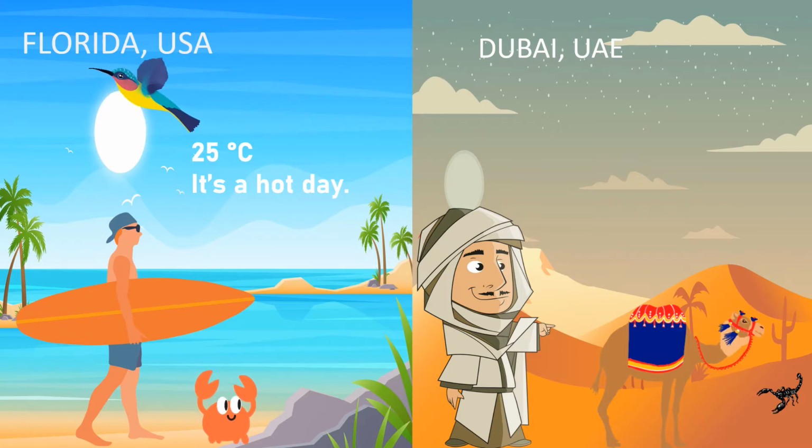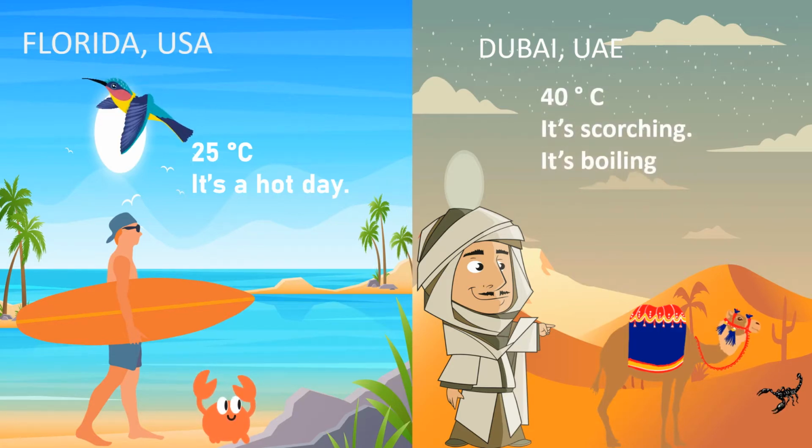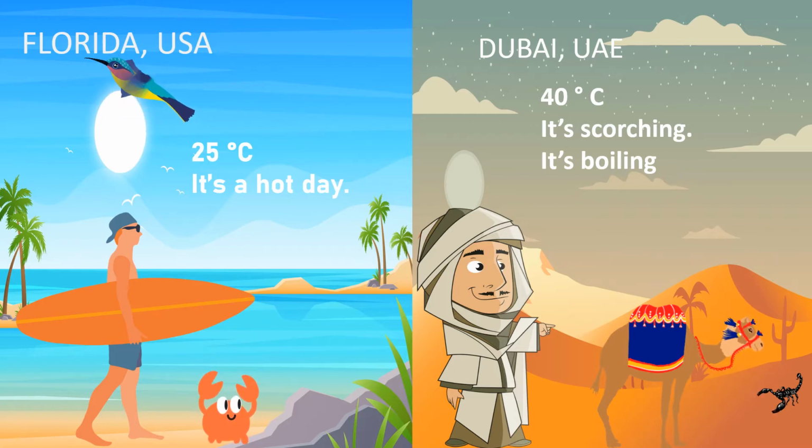However, if we move to Dubai in the UAE, you can see the temperature is 40 degrees Celsius. You could say it's scorching or it's boiling. This means that we have extremely high, uncomfortable temperatures. So scorching and boiling can be used as strong adjectives to describe very hot weather.